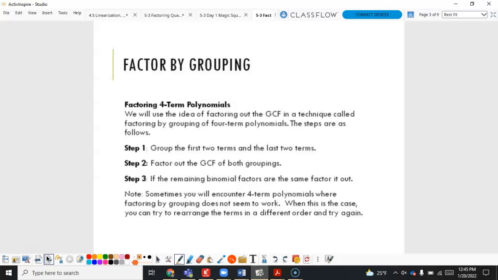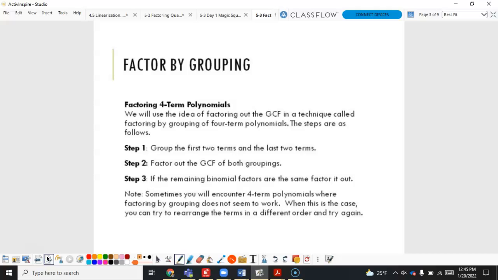It is also one of the steps we're going to use when we learn how to factor using any method. So what we're going to do is group the first 2 terms and the last 2 terms. Then we're going to factor out the GCF of those terms. And then the remaining binomial factor is going to also work as a GCF. So we're going to factor it out. And then that will leave me with my final answer in factored form.